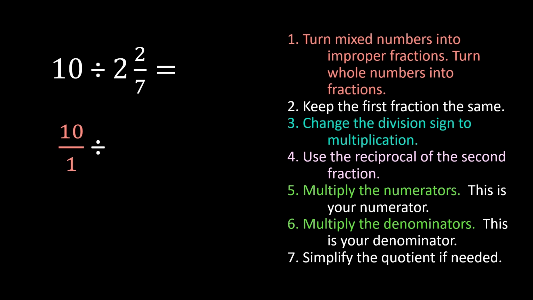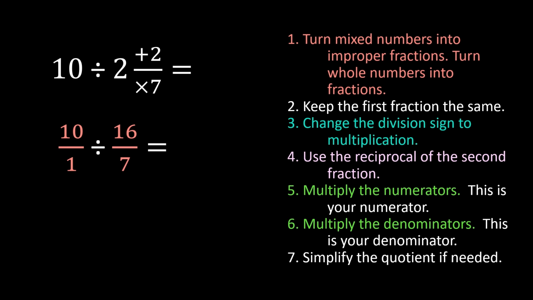To turn a mixed number into an improper fraction, we multiply the denominator by the whole number, then we add the numerator. So 7 times 2 is 14, plus 2 is 16. The 16 becomes my numerator, and my denominator of 7 remains the same. Now I need to think about the steps for dividing my fractions.